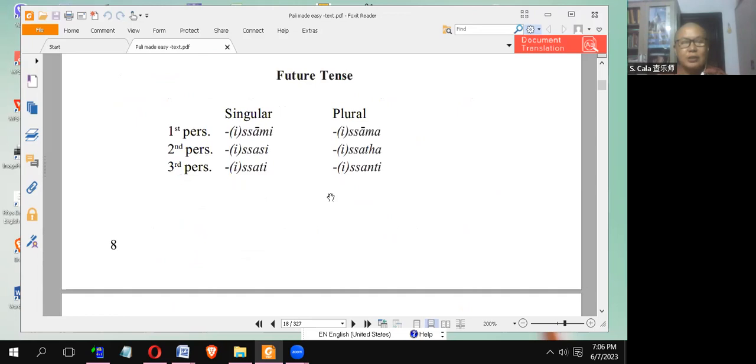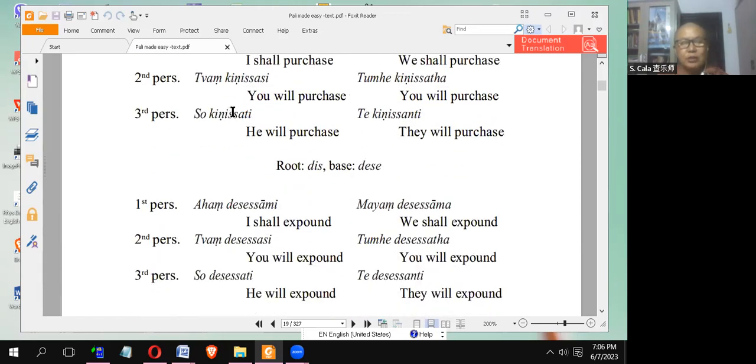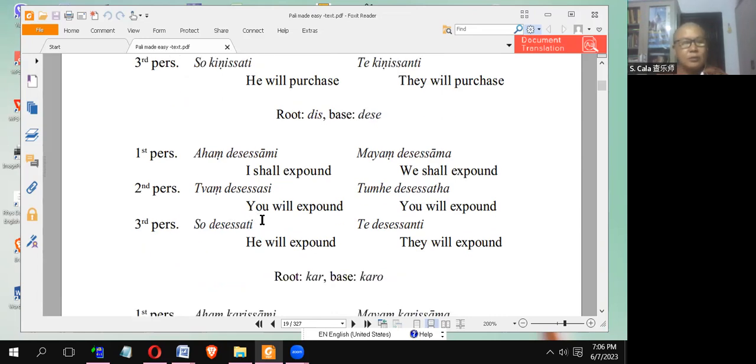All right, future tense with ti, anti, sita, mima. We still have what we read, isati, isanti, isasi, isata, isami, isama. But with the i here means that it's optional. I find that some of the students, when they write this one, always want to put the i here. There's no need to put i because dese is complete by itself. You put dese and then you just put the sati. All right, somebody want to recite this? So dese sati. Anybody want to raise hand?